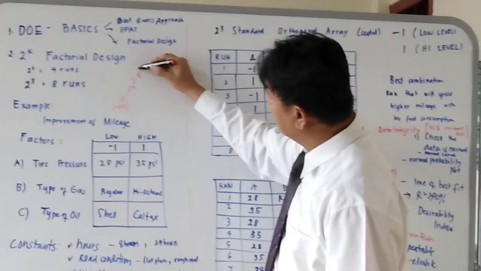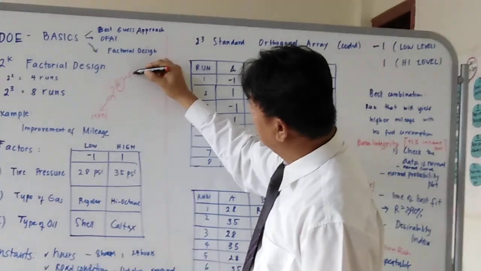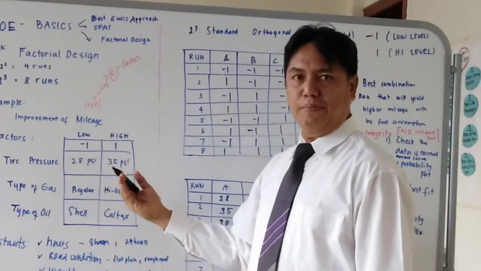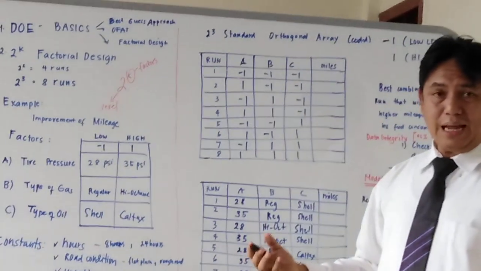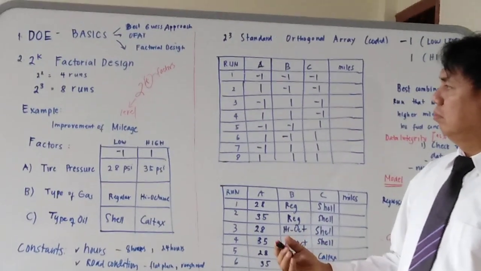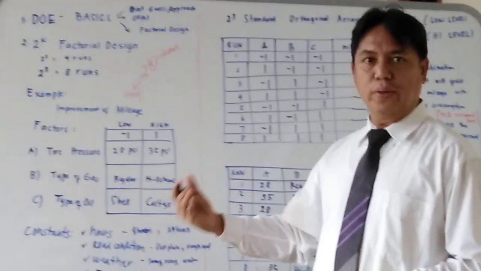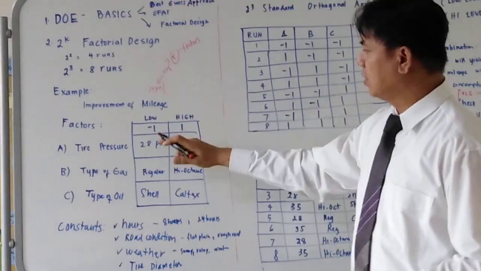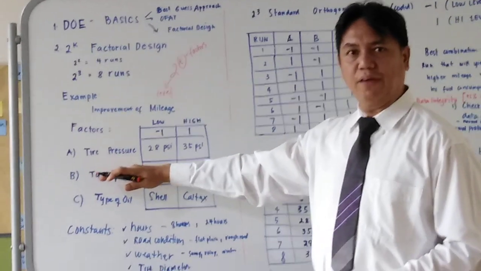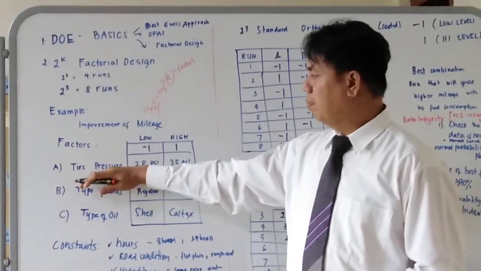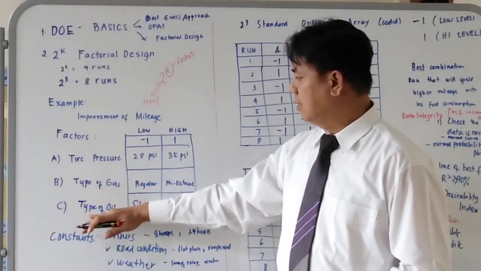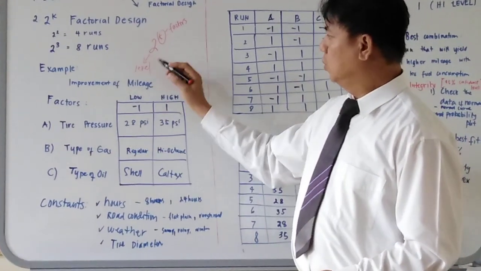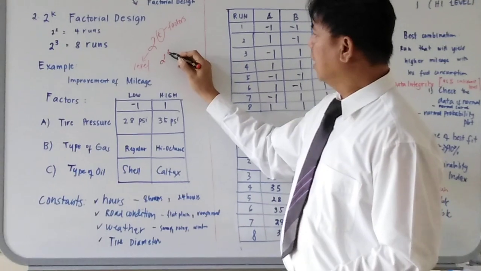Now, what is this K? The K is the number of factors. The factors are the parameters that are affecting the output, or the variables that we are going to study. For example, in my example we have 3 factors: the tire pressure, type of gas, and type of oil. So 2 to the 3.